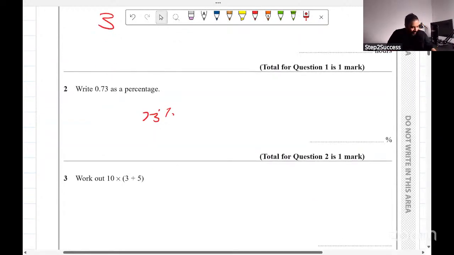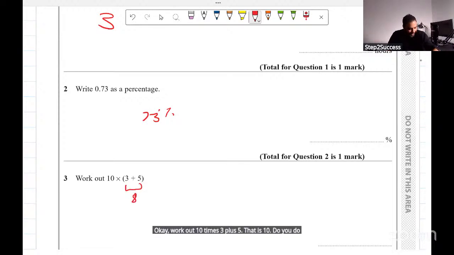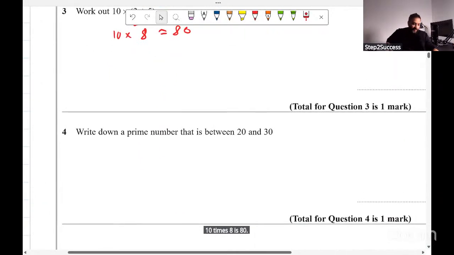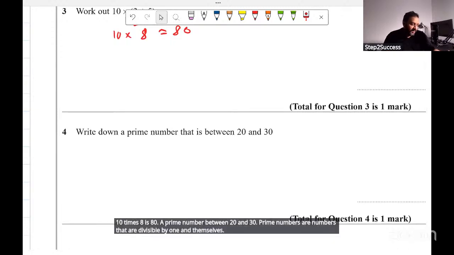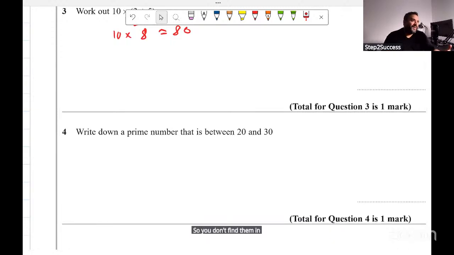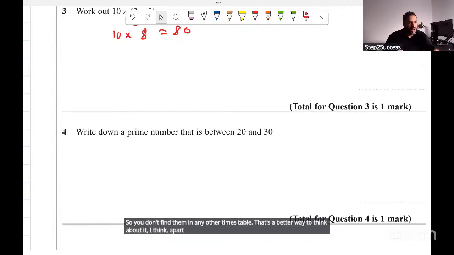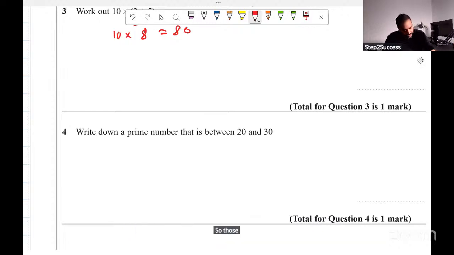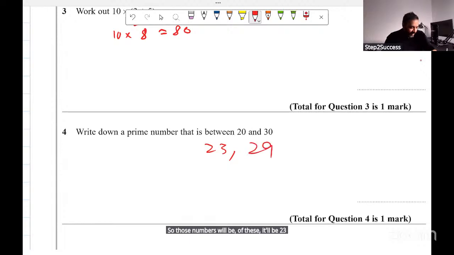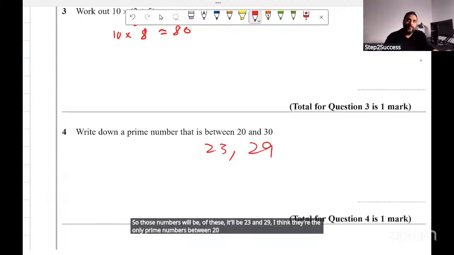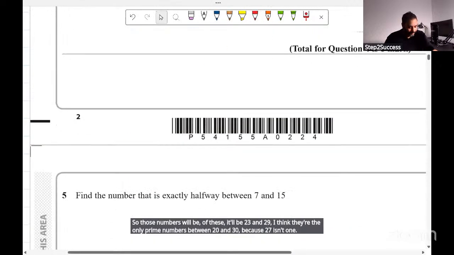Okay, work out 10 times 3 plus 5. Do you do what's in the brackets first, which is 8? 10 times 8 is 80. A prime number between 20 and 30. Prime numbers are numbers that are divisible by 1 and themselves. So you don't find them in any other times table, apart from in the one times table and their own times table at the beginning. So out of these, it'll be 23 and 29. I think they're the only prime numbers between 20 and 30, because 27 isn't one and 25 isn't one.